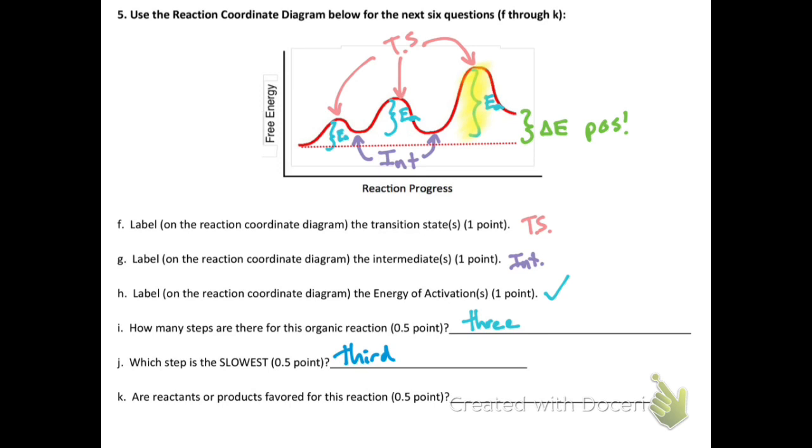So that means that the products are higher in energy. They're less stable because the higher the energy, well, that's going to lead to a less stable situation. Lower energy is more chill, more favorable, more stable. So what's going to be favored here? The reactants, by virtue of being lower in energy.